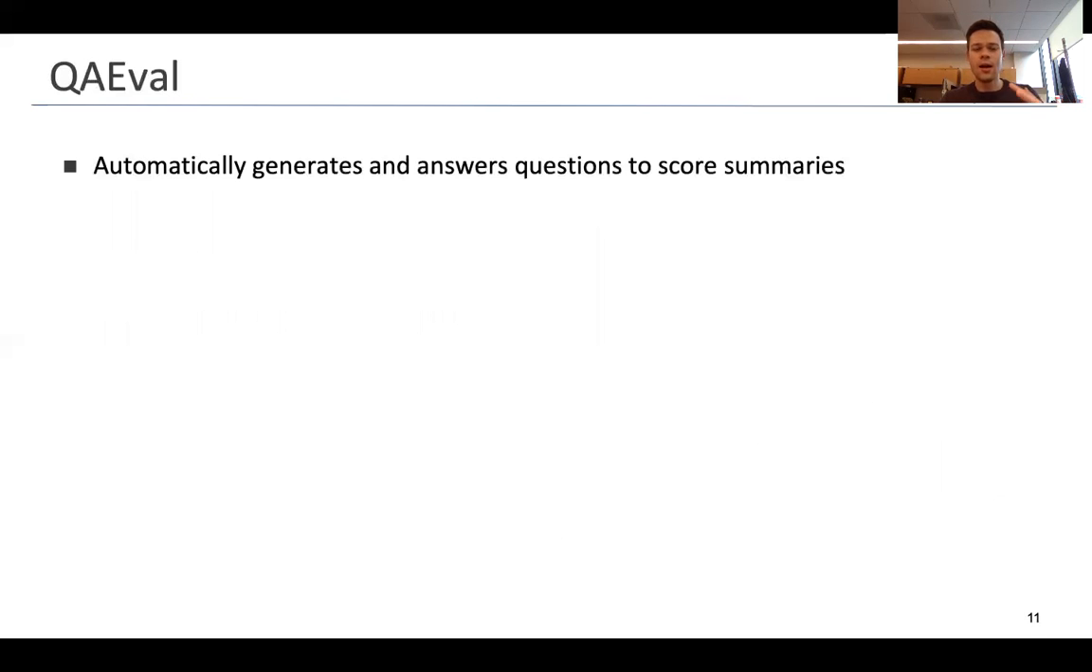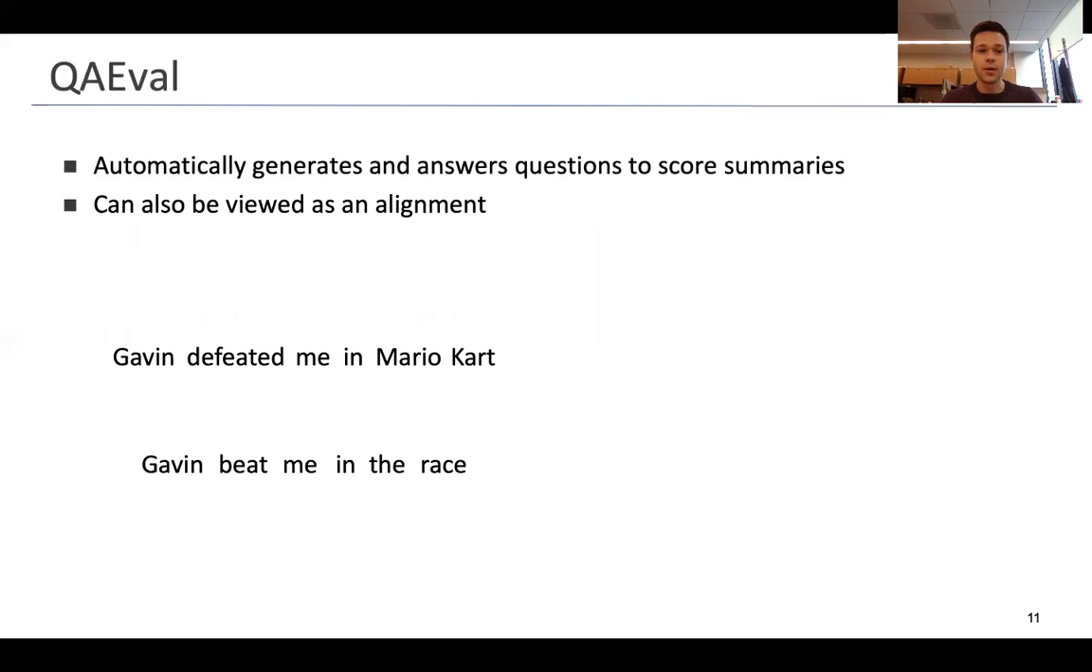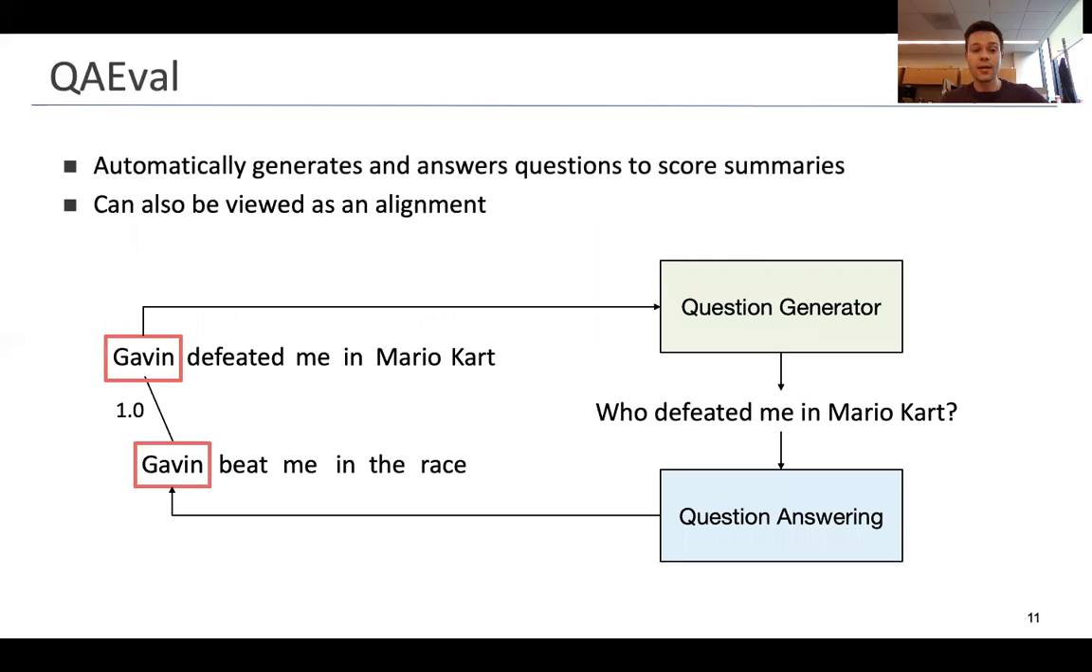So QAEval automatically generates and answers questions about the two texts in order to be able to score the summaries. And this also can be viewed as an alignment, where we have these two sentences here. QAEval is going to generate questions from the first sentence and try to automatically answer them against the second sentence. And if there's a match, then we're going to assume that there's an edge between those two tokens.